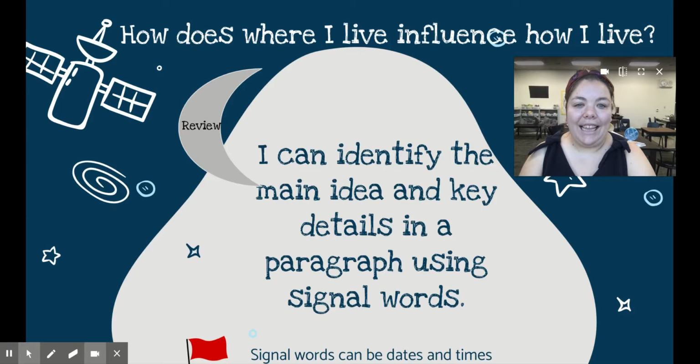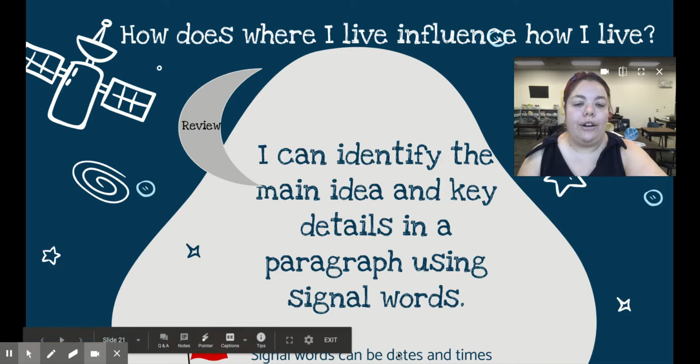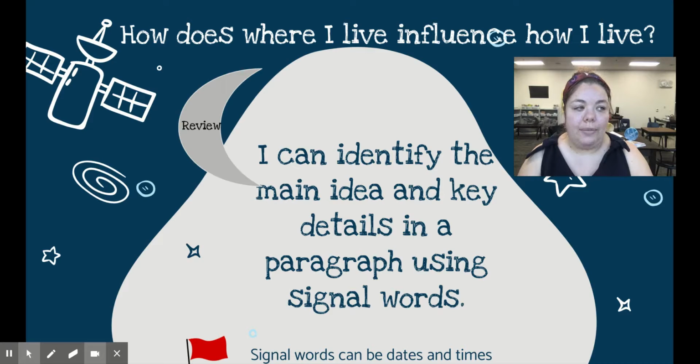So today, we again talked about how to identify the main idea and the key details in a paragraph, but today we use those signal words. And remember, in our paragraph today, those signal words were often the dates and the times that we saw in the text.